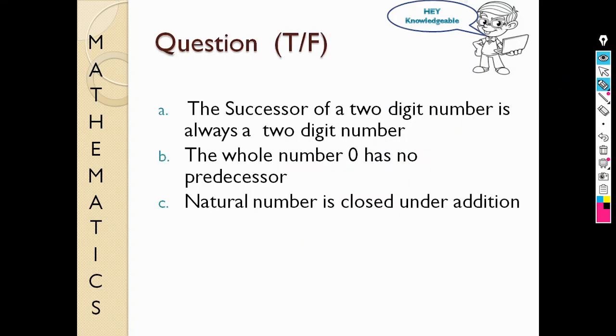Here are some questions. You have to mark them as true or false. Let's talk about the first question. The successor of a two-digit number is always a two-digit number. The second question is telling: the whole number 0 has no predecessor. And the third one is: natural numbers are closed under addition. Now pause the video for some time and try to answer these questions. The answer is already there in the next slide.